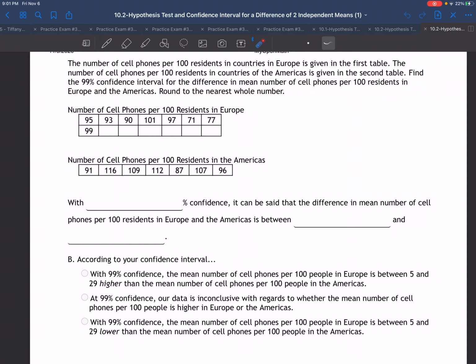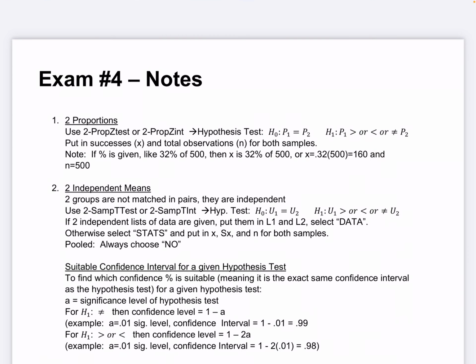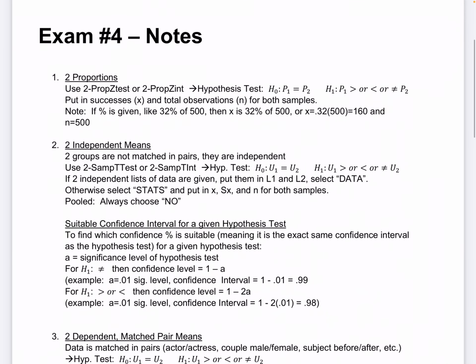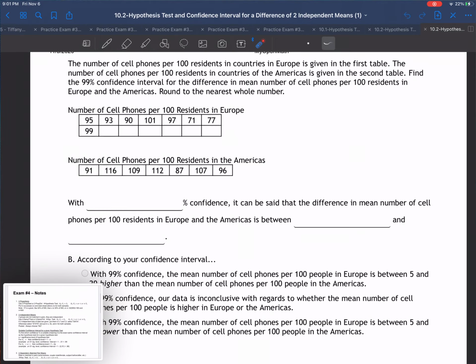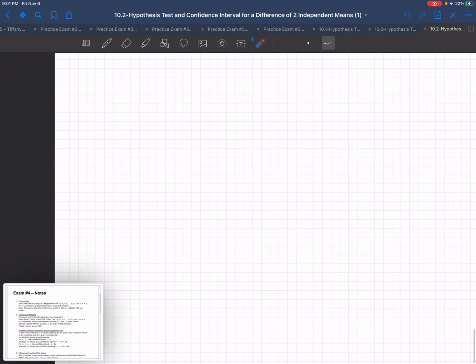So, what are we going to do on this one? Well, let's go to the exam 4 notes. Here we go. Let me put them in right here for us.